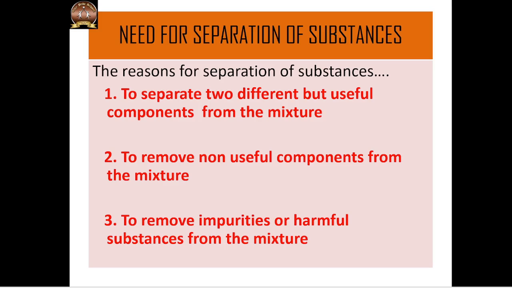So now that we have taken a look at the need for separation, let's summarize what we have understood. The reason for separation of substances: to separate two different but useful components from a mixture. That is, both the components are useful. Then we can also do separation so that one of the components is not useful for us, or one of the components has already done its job and then needs to be separated.